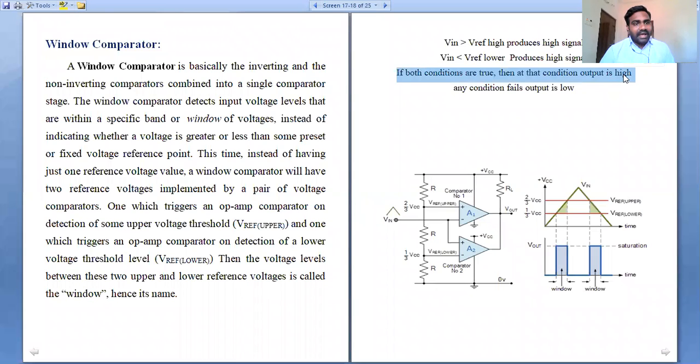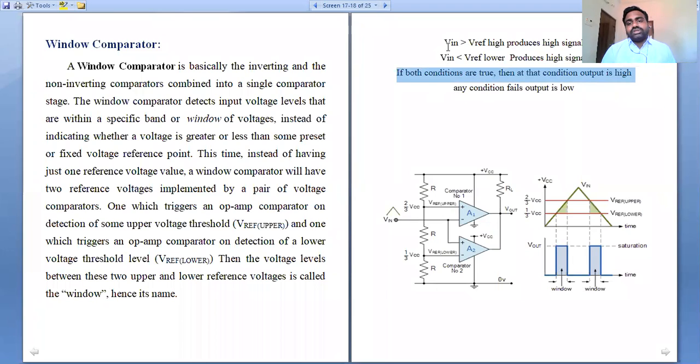This is like our algebraic mathematical truth table. If both the conditions are true, only at that condition will the output be true. If one of the conditions is false, meaning one of the conditions is low, then at that condition the output is not high. Okay, so see how that happens.